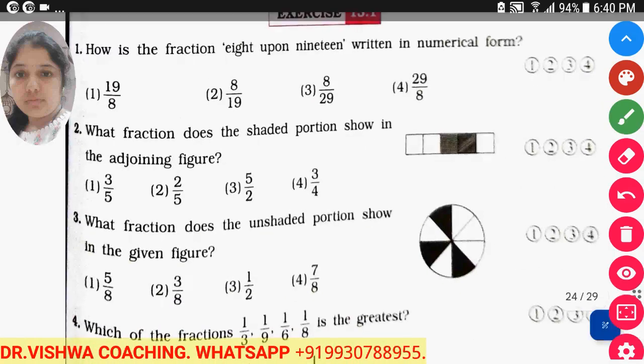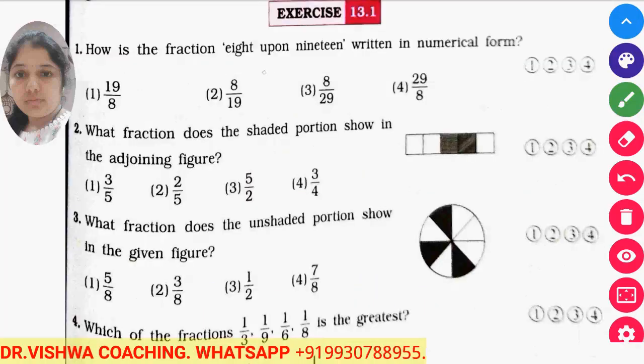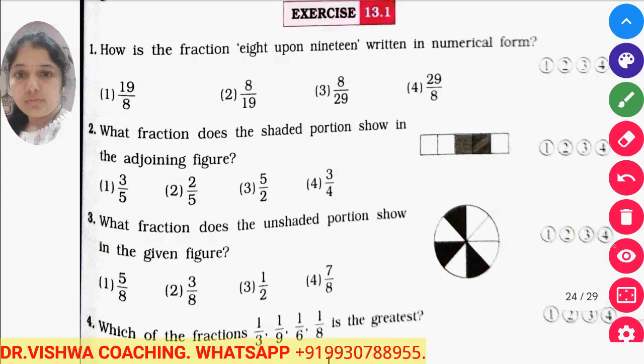Okay, now see, our very first question is, how is the fraction 8 upon 19 written in the numerical form? When we say 8 upon 19, this 8 denotes the numerator and this 19 denotes the denominator. So check where in the answers 8 is there in the numerator's place and 19 is there in the denominator's place. So option number 2 is the correct option.